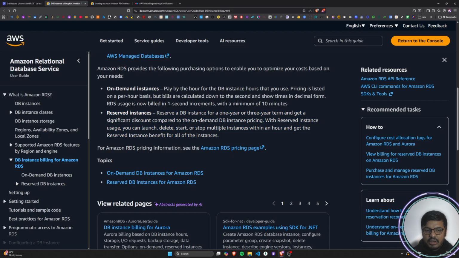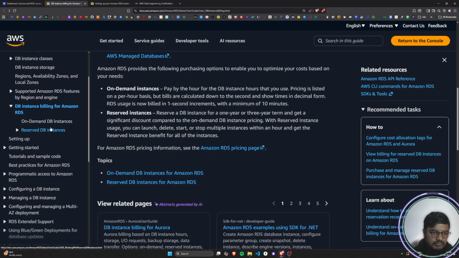So we can get around 40 to 50% of discount, right? If we are reserving an instance for maybe a longer period of time, maybe for 3 years of time, and like that. So if you want to do the comparison and all, you can go on to this link and you can better understand about it, right?